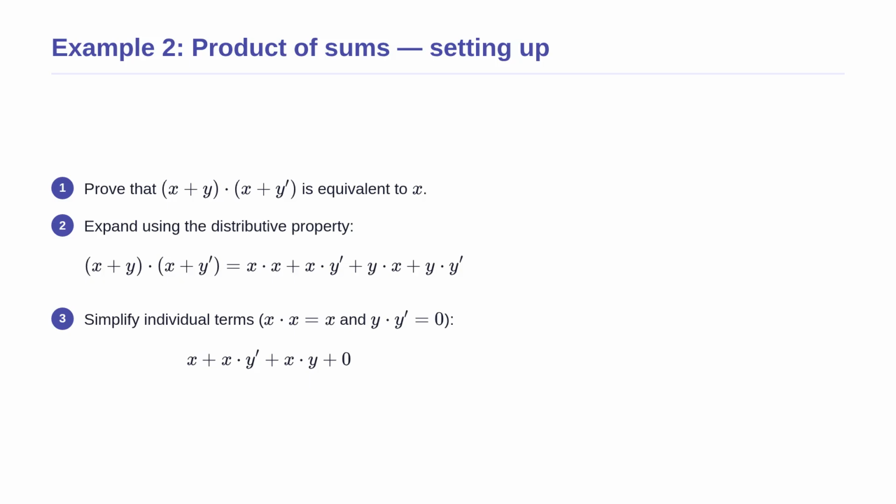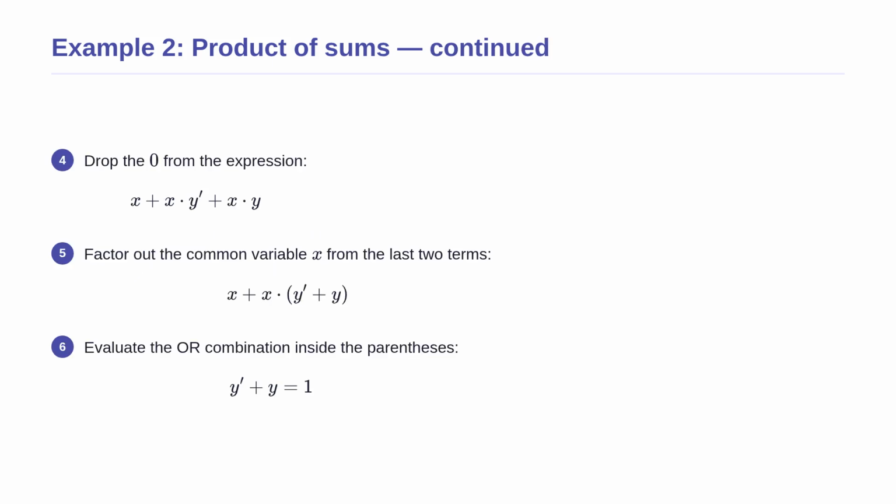Next, we simplify the individual pieces. The term x and x is just x. The term y and y prime is 0, because a variable and its exact opposite cannot both be true at the same time. We also rearrange y and x to x and y to make it easier to read. Continuing our simplification, we can drop the 0, because adding 0 does nothing to the expression. This leaves us with 3 terms.